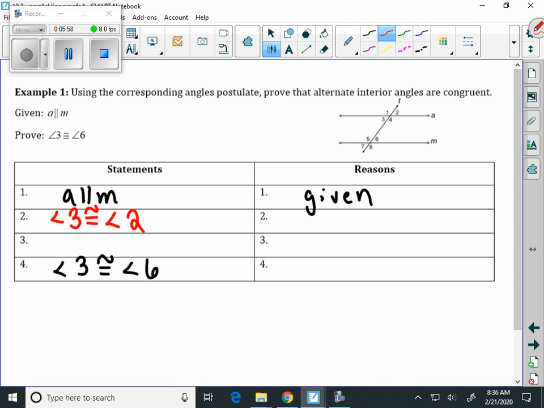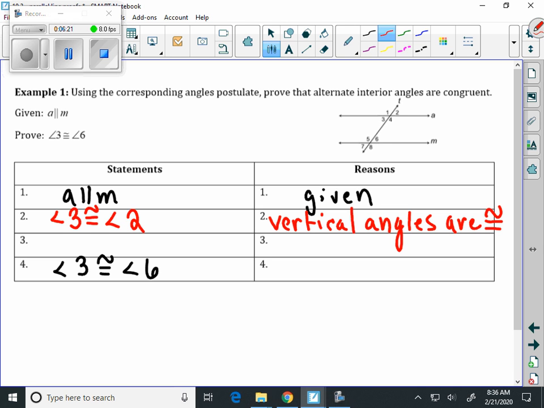If you take a close look at what angle 3 is and angle 2 is, we see that those angles are vertical. And our reason then we can say is that vertical angles are congruent. Gonna have to abbreviate here. Vertical angles are congruent.